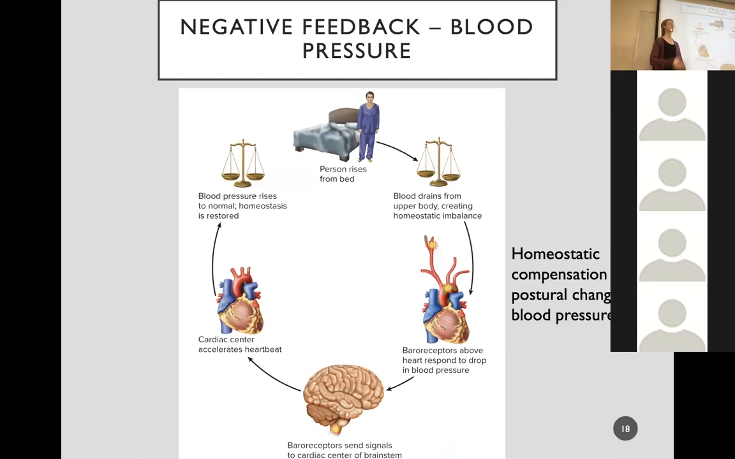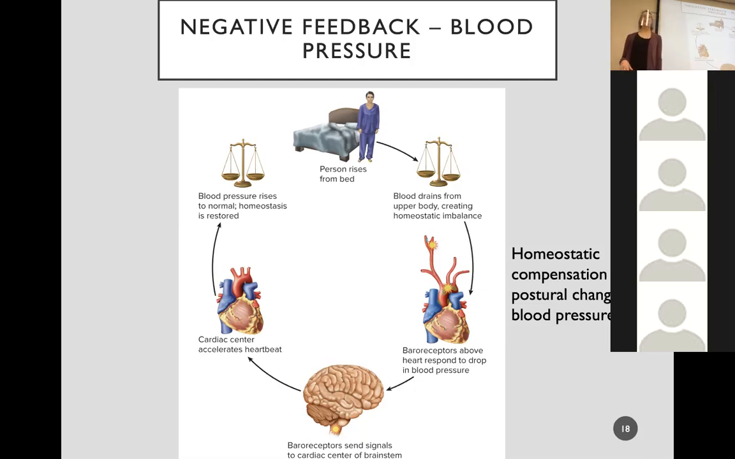That sends a signal to the receptors above your heart, and those receptors register that drop in blood pressure. If you have really low blood pressure, you pass out. So it's not a good thing. You need a little increase. Those receptors send information to your brain, which will then send a signal back to your heart and say, start pumping a little faster, heart. We need higher blood pressure so we don't pass out. The blood pressure is going to rise and you're good.